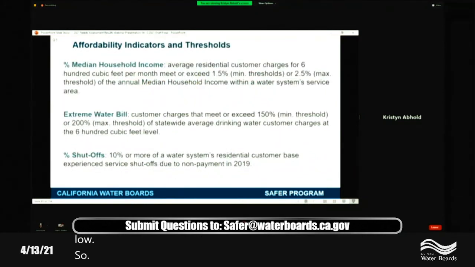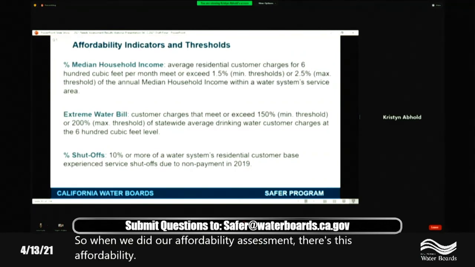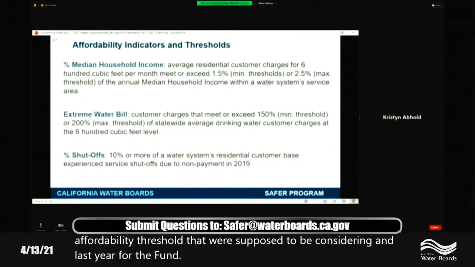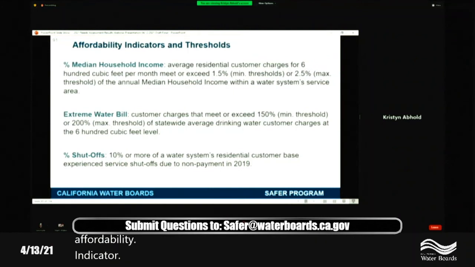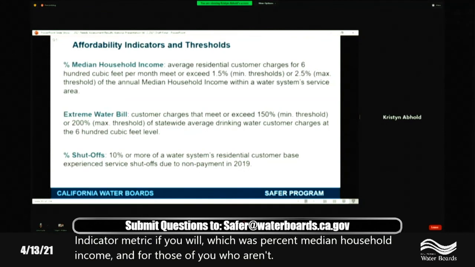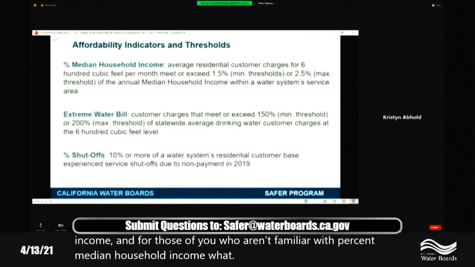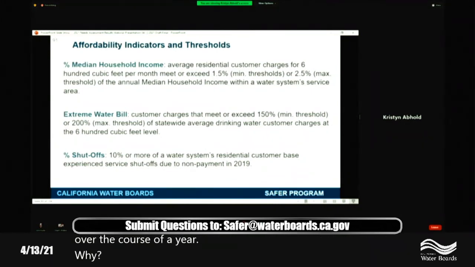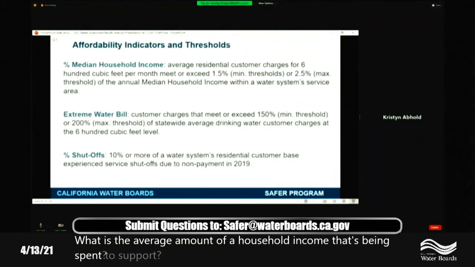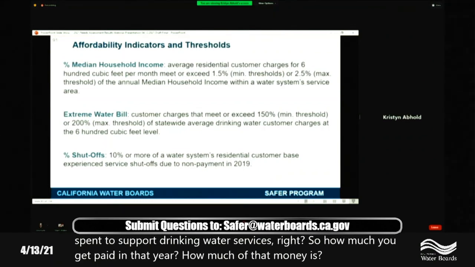So when we did our affordability assessment, there's this affordability threshold that we're supposed to be considering. And last year, for the fund expenditure plan, we looked at one affordability indicator metric, if you will, which was percent median household income. And for those of you who aren't familiar with percent median household income, what this metric is really looking at is over the course of a year, what is the average amount of a household's income that's being spent to support drinking water services, right? So you know how much you get paid in that year, how much of that money is going towards your water bill.